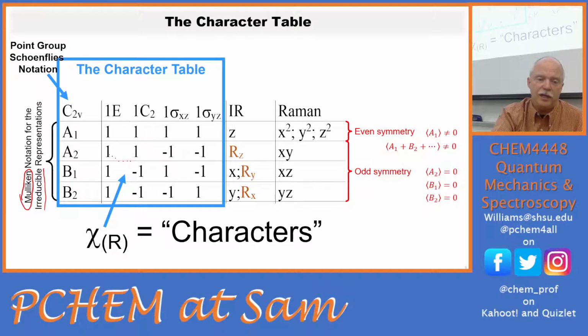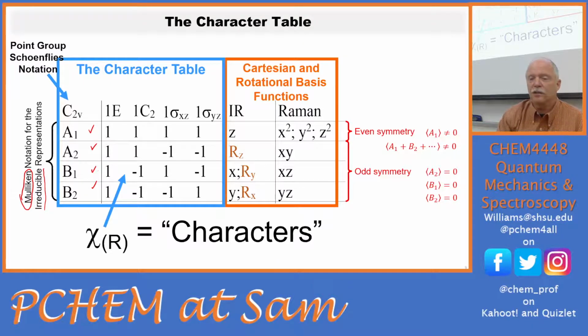Now, the thing that you will use the most are these Mulliken notations. So you're going to use all of these frequently. And you're going to use these things on the right. These are the Cartesian and rotational basis functions. So this tells you what the symmetry of the z-axis is. In water, the z-axis has A1 symmetry, but the x-axis has B1 symmetry, and the y-axis has B2 symmetry.